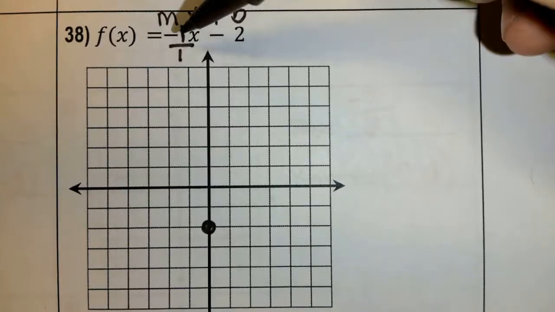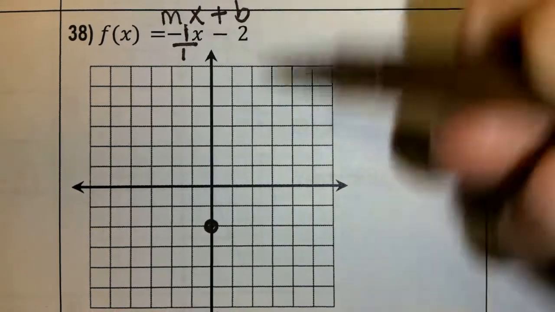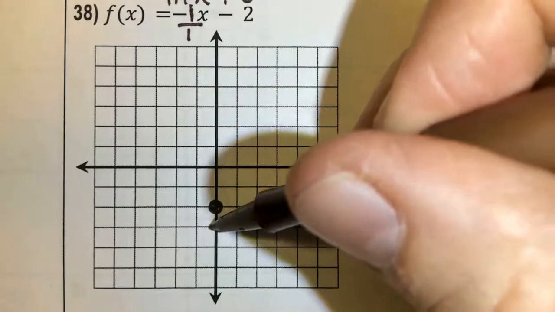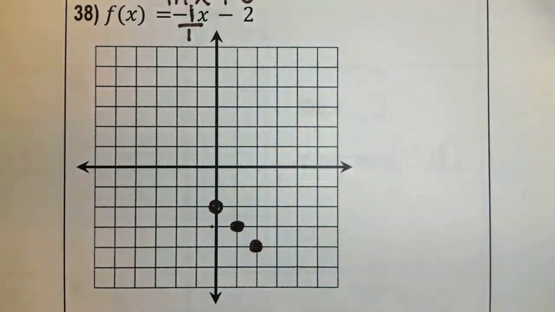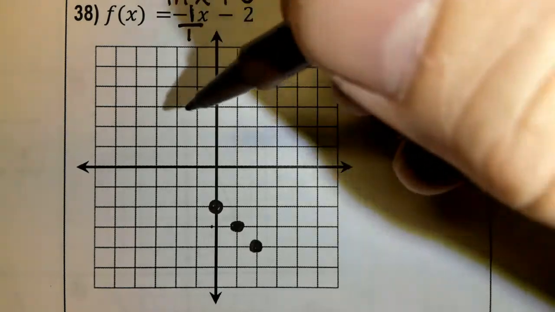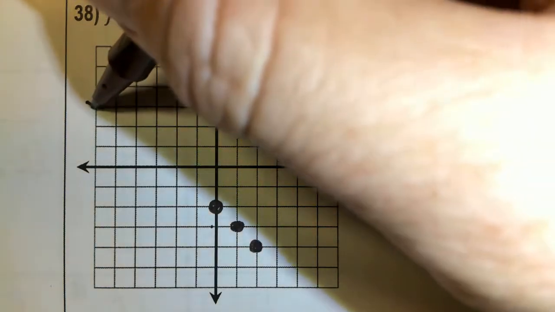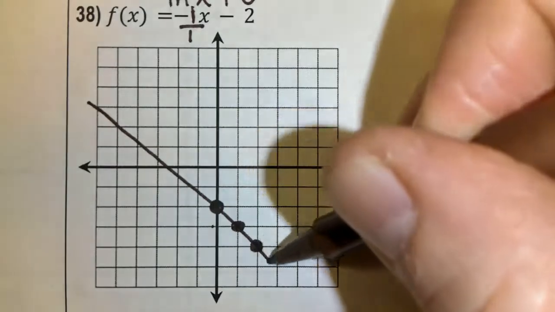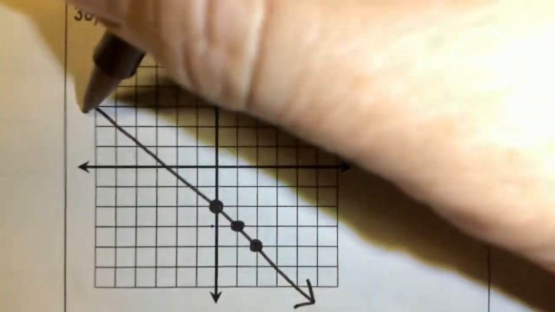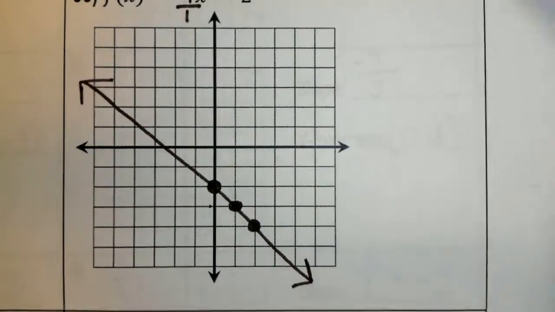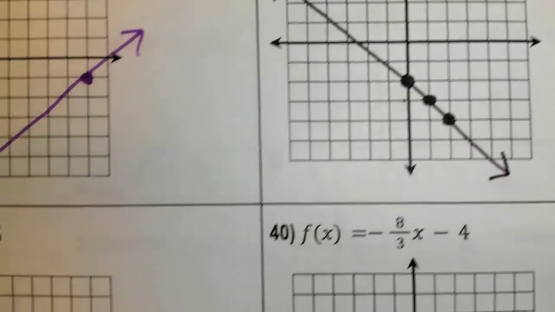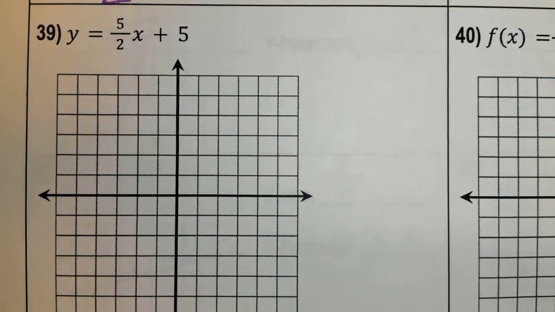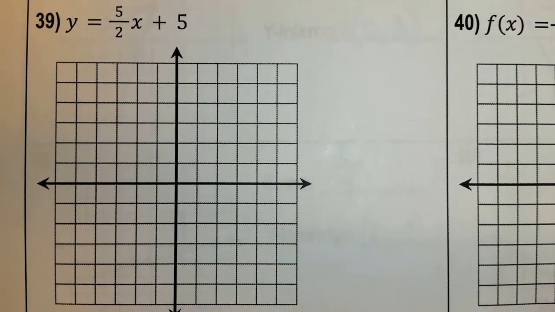And then my slope is negative. So down 1, right 1. Down 1, right 1. I can keep going. Down 1, right 1. Okay, those are my 3 points. I'm going to draw a line right through those. And that's it. Again, if you want to use a ruler, go for it. I'm not too picky on the line, as long as I got the points correct.